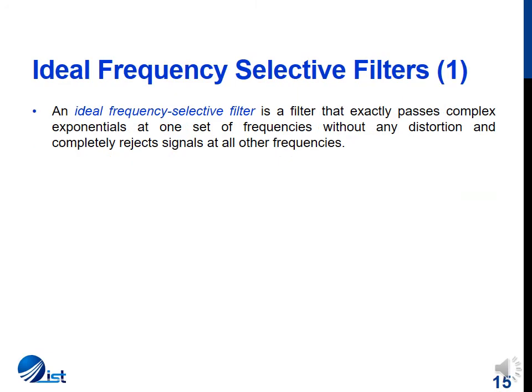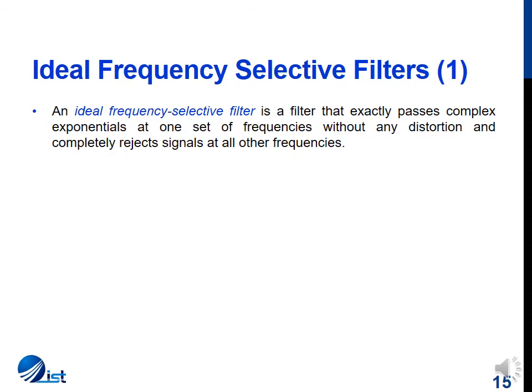Frequency selective filters were defined as filters which pass the desired band of frequencies and attenuate or reject the unwanted band of frequencies. Extending this definition and introducing ideal frequency selective filters: these are the ones that exactly pass exponentials at one set of frequencies without any distortion and completely reject signals at all other frequencies.